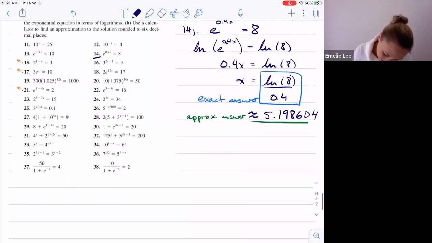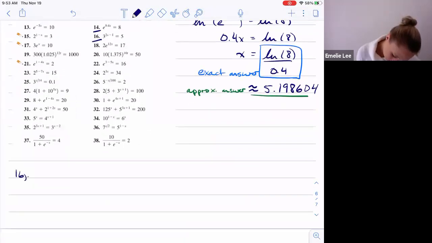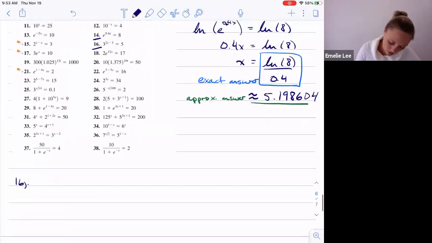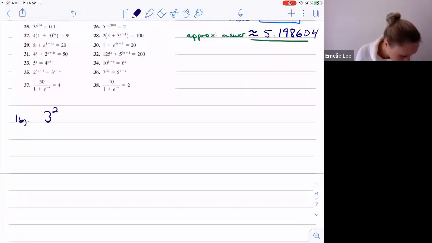Okay, I want to do one. Let's do 16, because I want to do one that doesn't have the e in it. E makes it easy to pick the natural log. But I just want to show you that you don't have to use log base 3 to solve something like 16. So we have 3 to the 2x minus 1 is equal to 5.